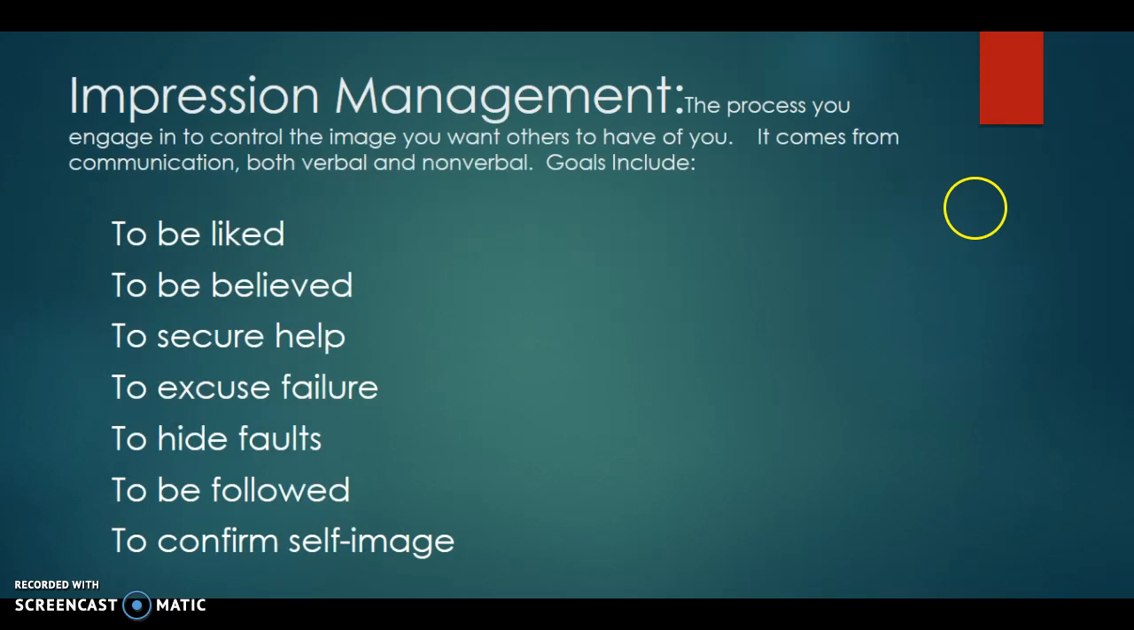Okay, last, and I'm going to do this quickly, is impression management. It's the process we engage in to control the image you want others to have of you. It comes from communication, verbal and nonverbal. So if we want to be liked, we might wear a certain thing. We're going to smile more, right? To be believed, we might change our body language, again, making some eye contact. If we want to excuse failure, maybe we're tossing our hands up in the air and going, who knew, right?